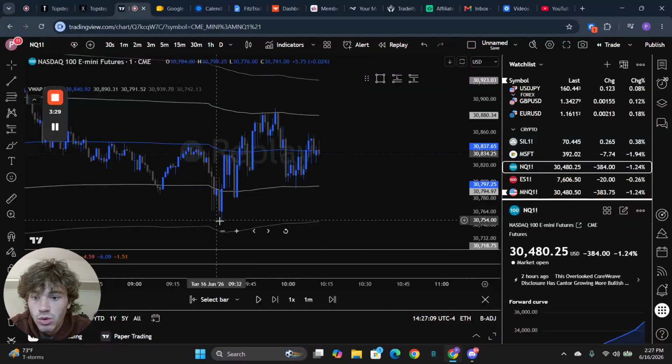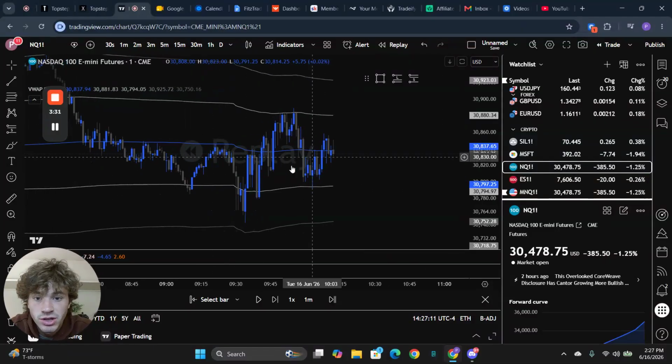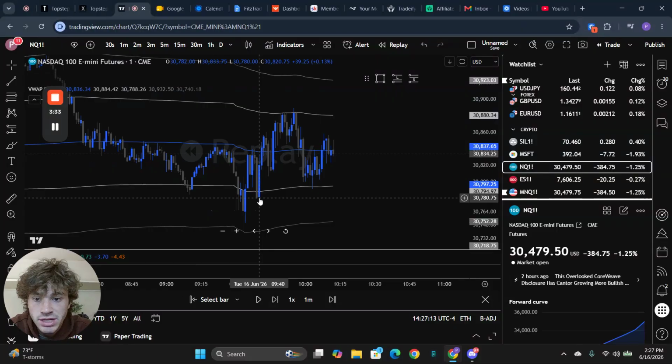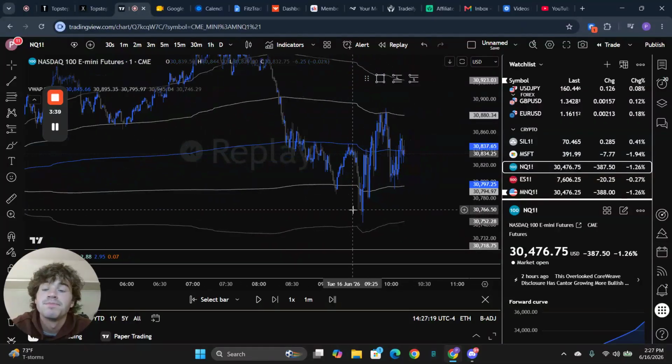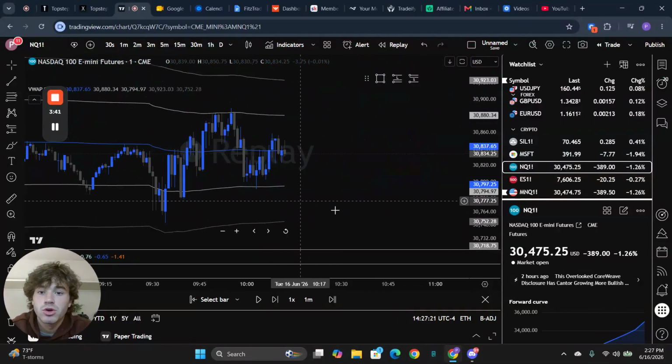I'm seeing some lows right here. Look, there's a low right here, low right here, low right here. And it looks like these lows are kind of the lows of the range. We took out this low. So just these basic liquidity concepts.